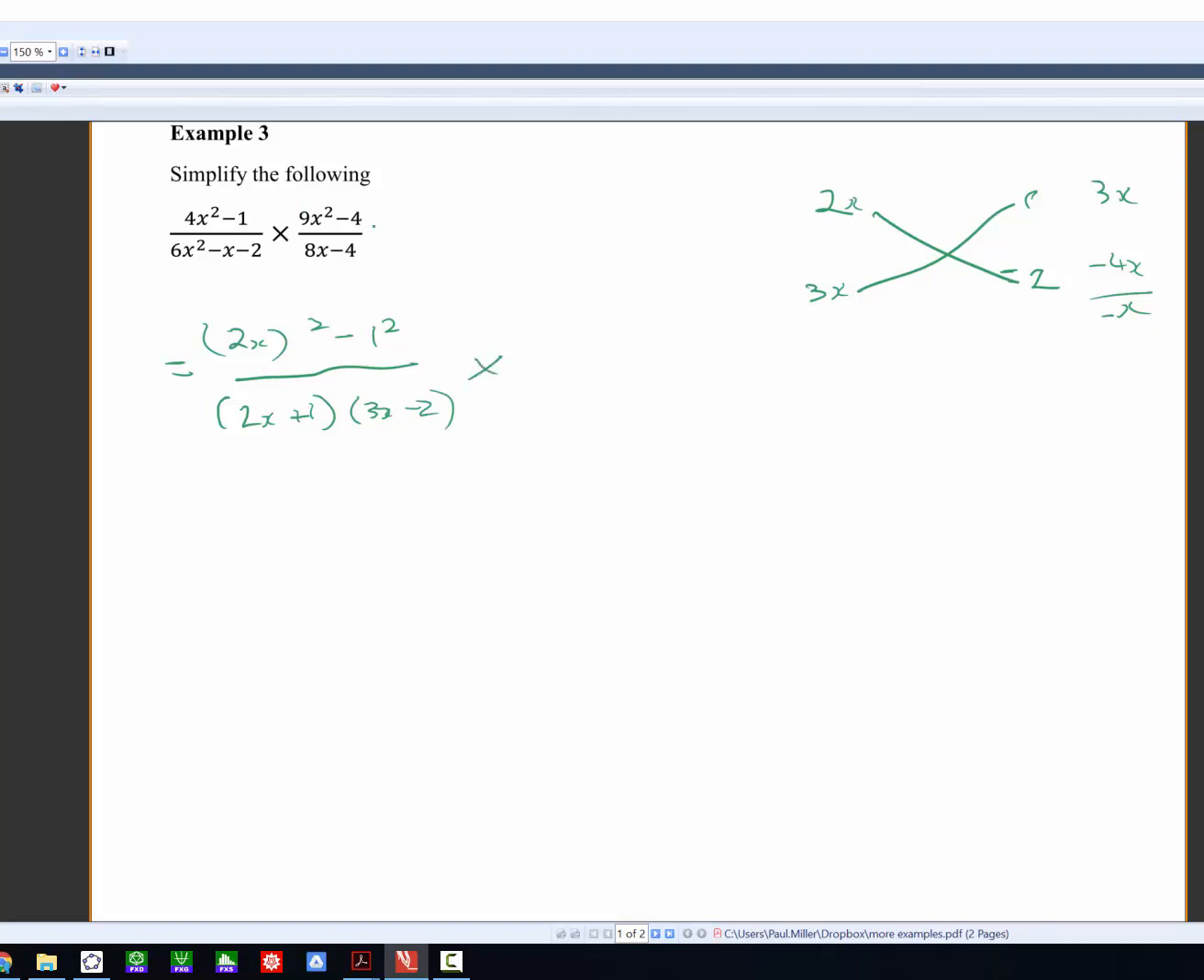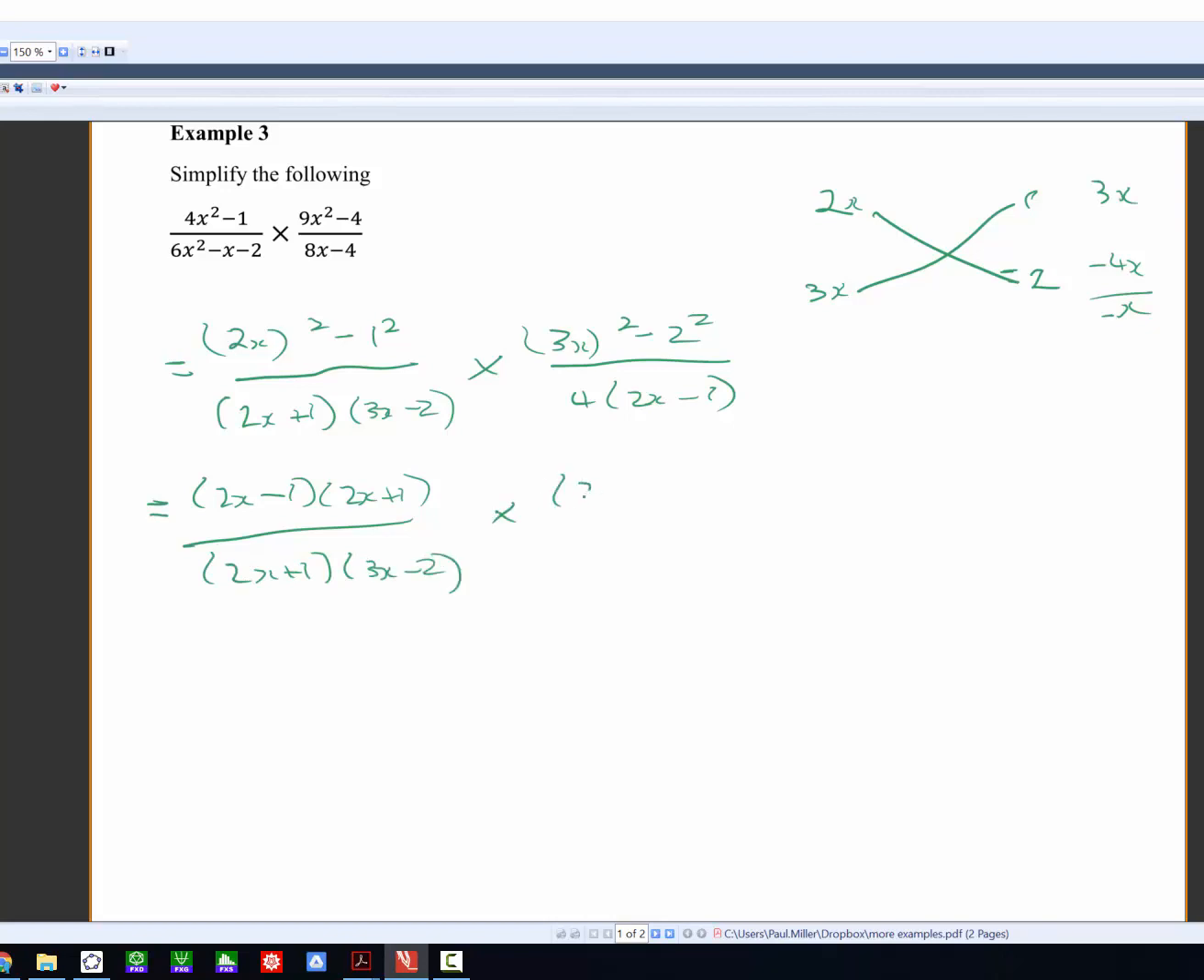Okay, multiplied by, let's convert this to DOPS, which is 3x all squared, take away 2 squared, all over 4, 2x, take 1. Okay, the next line here, we're just going to convert these or factorize them. So it's going to be 2x take 1, 2x plus 1, all over 2x plus 1, 3x take 2, multiplied by 3x take 2, 3x plus 2, over 4, 2x take 1.